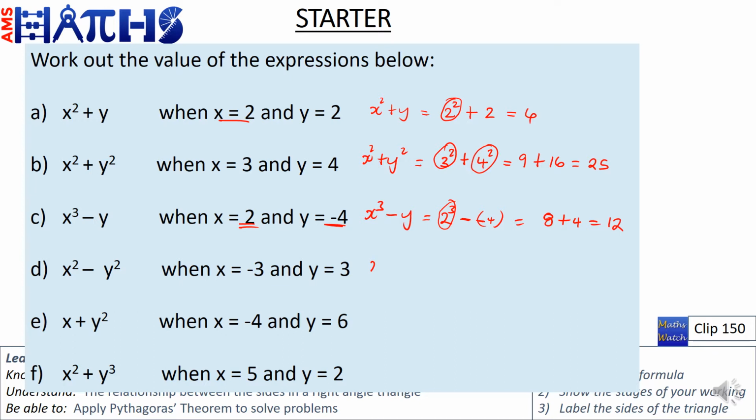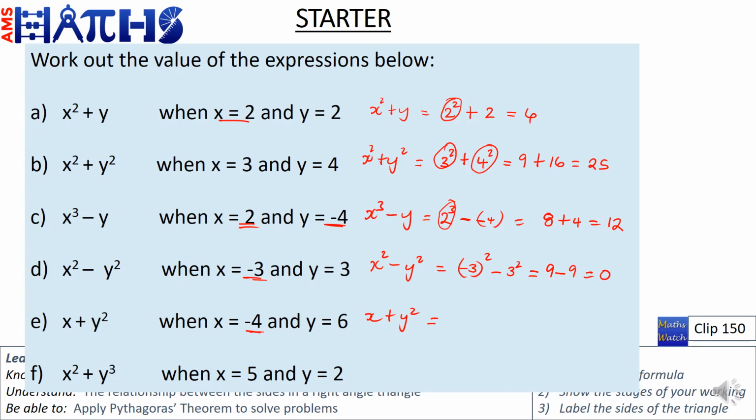Next question, x squared minus y squared. And it says that x is minus 3, so it means we need to square minus 3. And then we're going to subtract y, which is 3, and then we square that. So minus 3 squared is positive 9, and then we need to subtract 3 squared, which is 9, so we end up with 0. Next question, x plus y squared.